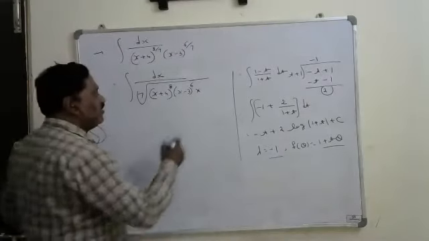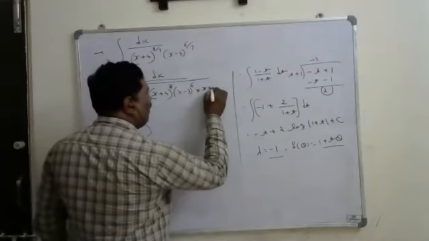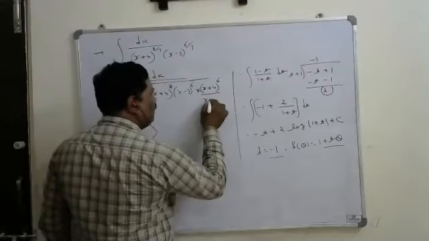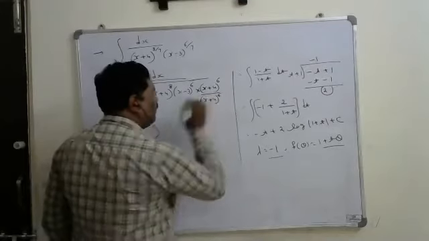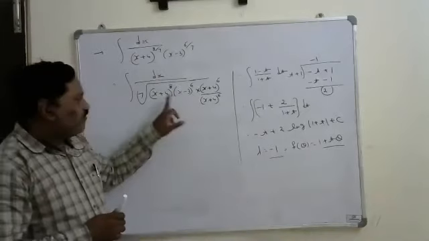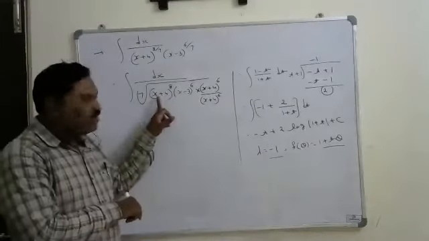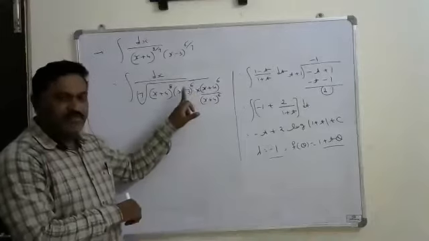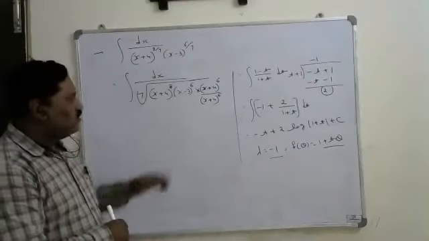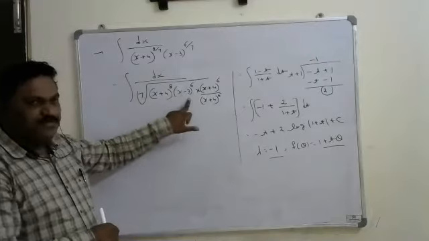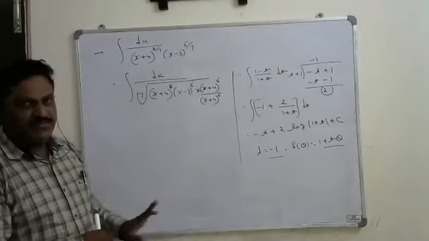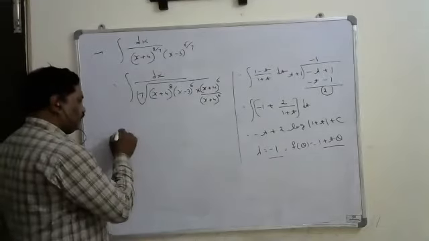Here I will multiply and divide by (x plus 4) whole power 6 upon (x plus 4) whole power 6. If I multiply by this function, I have to take the power of this. If you don't like this, take the other one, but take its power. That means you can also multiply and divide by (x minus 3) whole power 8, no problem.